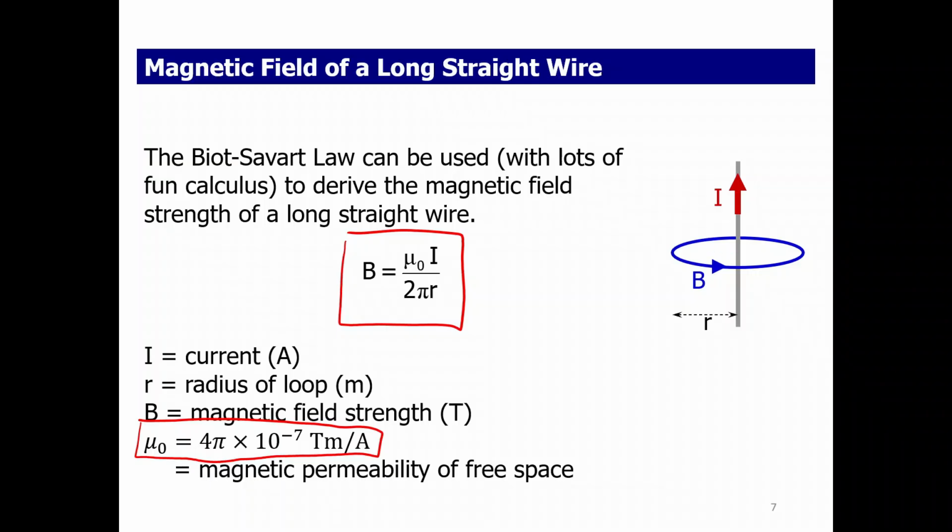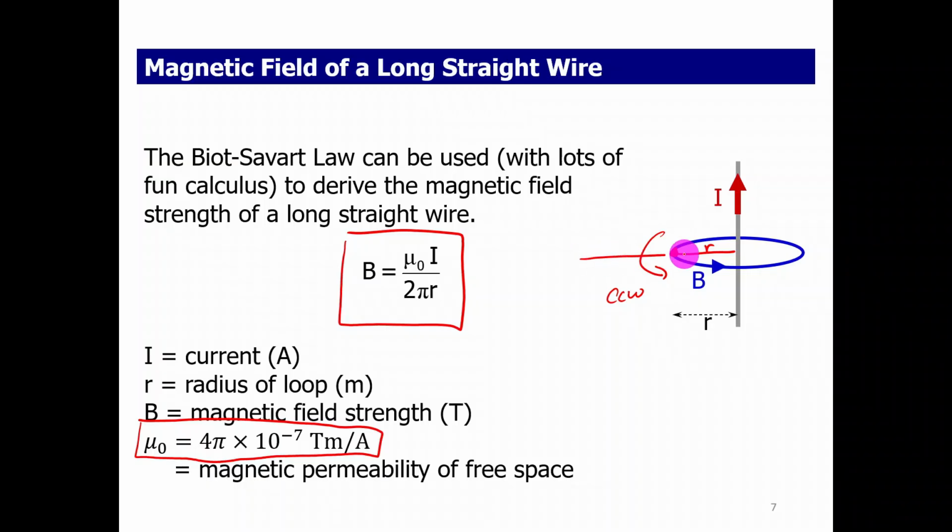So your magnetic field is creating loops. If I put my thumb up towards the top of the page and I curl my fingers around, I'm going to get a loop that is in the counterclockwise direction because my current is going up. And then at any particular radius, if I pick a radius here, r, that is the magnetic field strength.